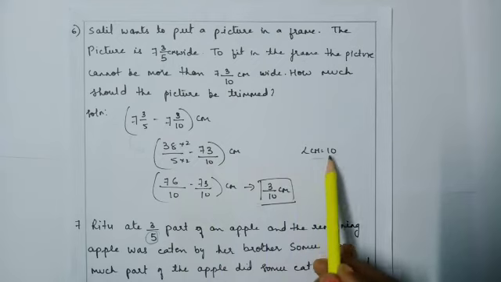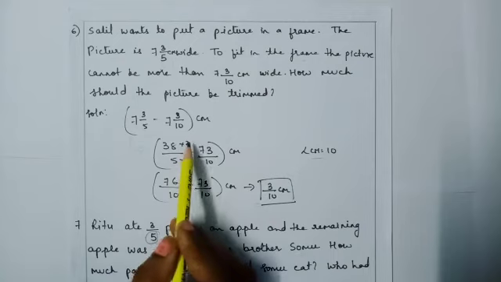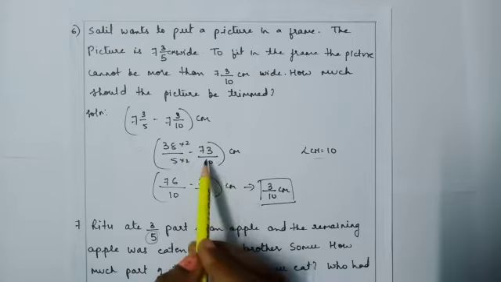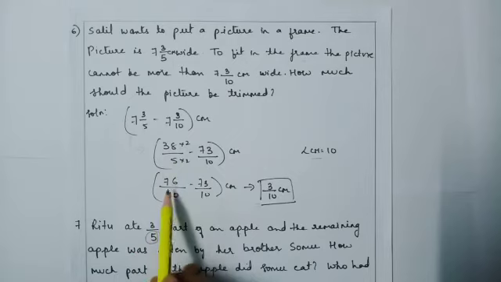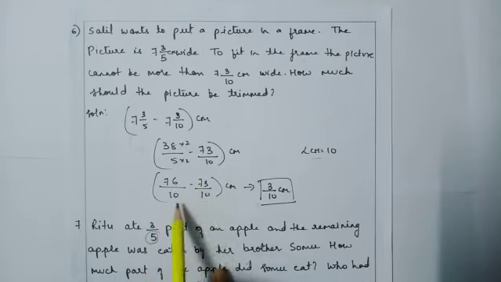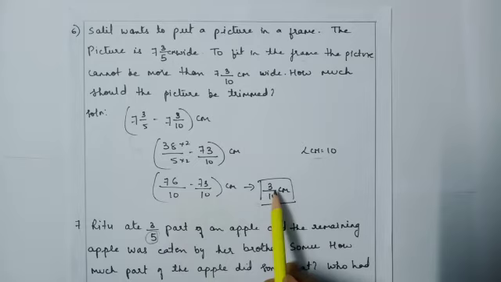The LCM is 10. So 5 2s it will be 10, so same into 2 in the numerator also. No need to multiply by any number for the second fraction because already the denominator is 10. So in the next step, 38 2s are 76 by 10 minus 73 by 10. Keep the common denominator. Subtract the numerator, that is 76 minus 73. You will get 3. So 3 by 10 centimeters is the answer.